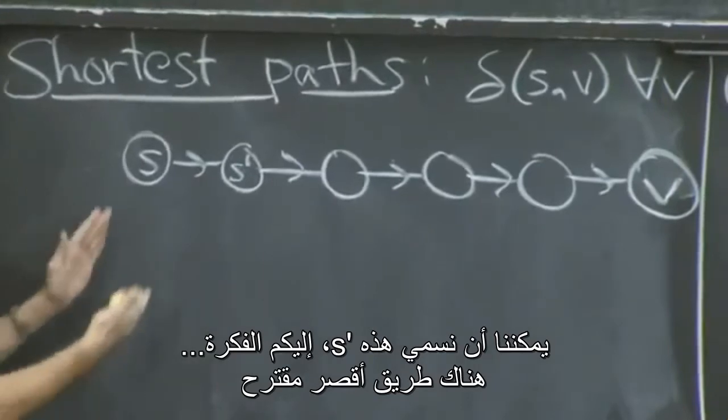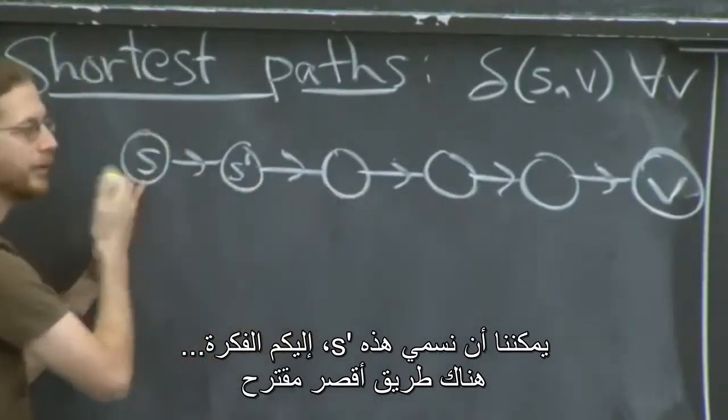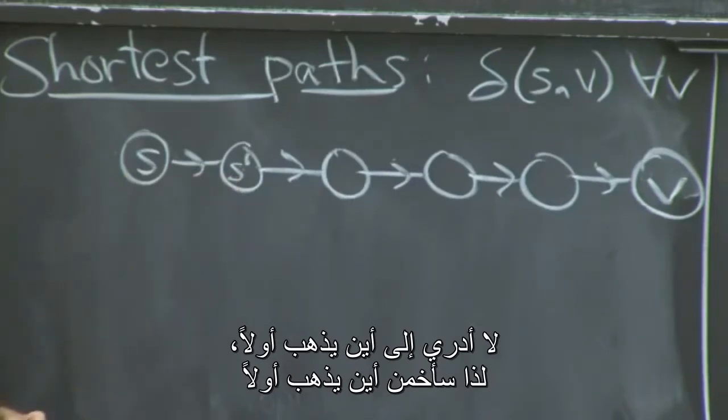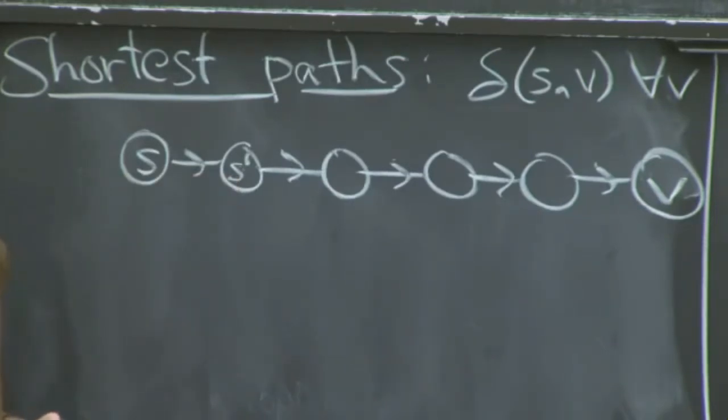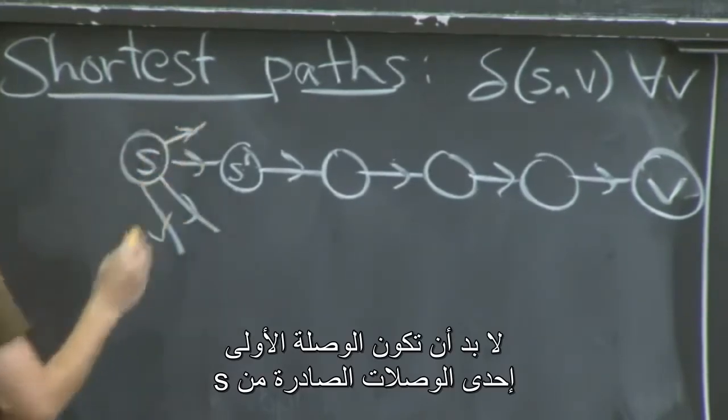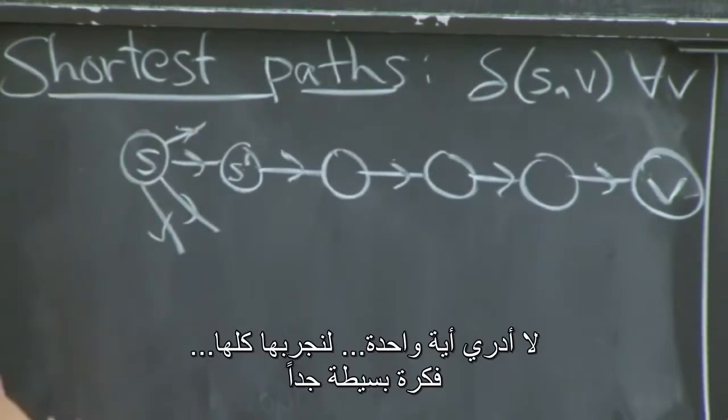So here's the idea. There's some hypothetical shortest path. I don't know where it goes first, so I will guess where it goes first. I know the first edge must be one of the outgoing edges from S. I don't know which one. Try them all. Very simple idea.